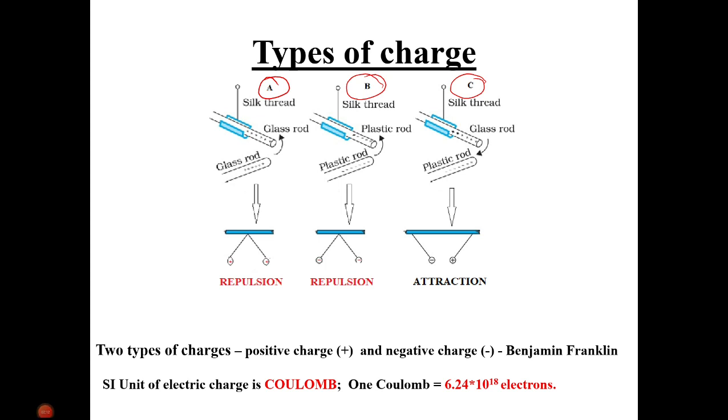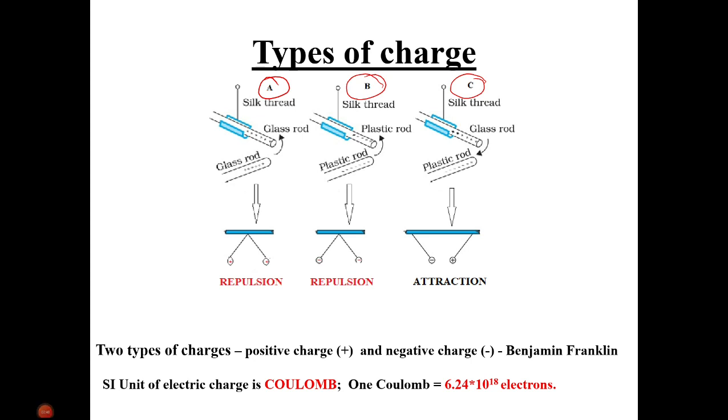In case A, if we keep the two glass rods very near, we can see that they repel each other. In case B also, if two plastic rods are near, we can see that they repel each other. But in case C, where we use a glass rod and a plastic rod, if we keep them near each other, we can see that they attract each other. Why is it so?